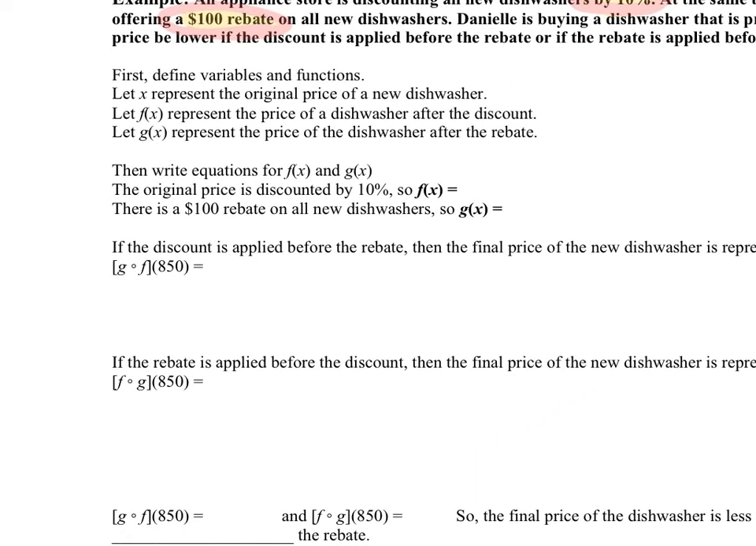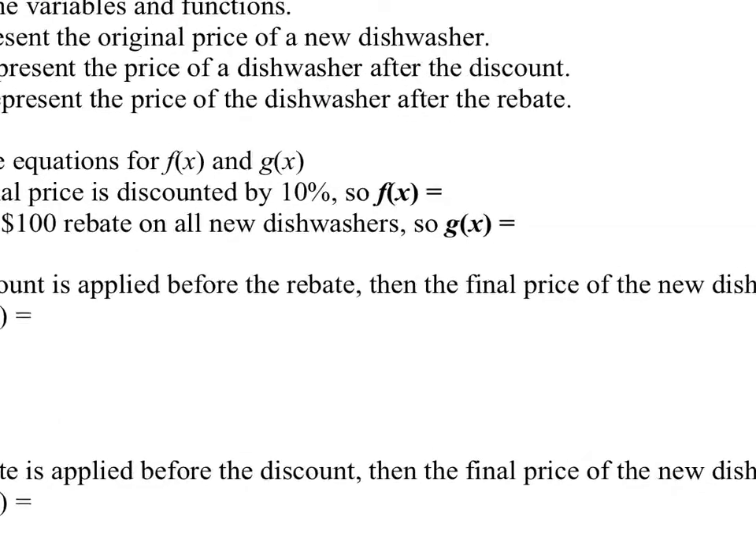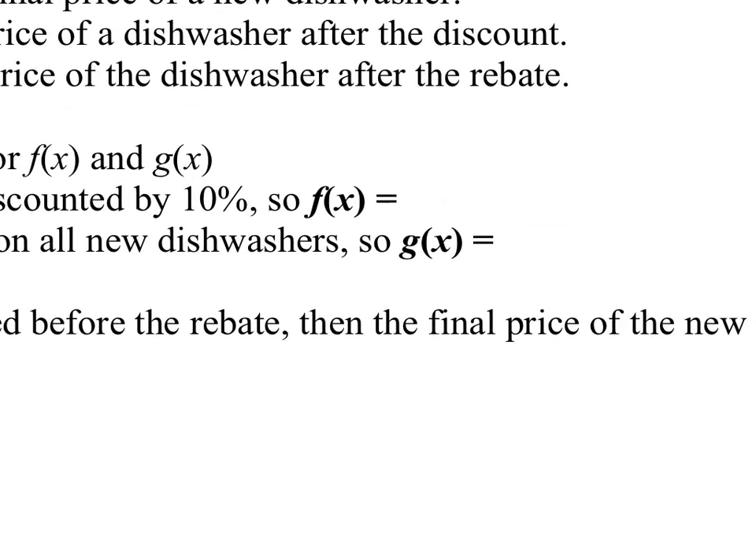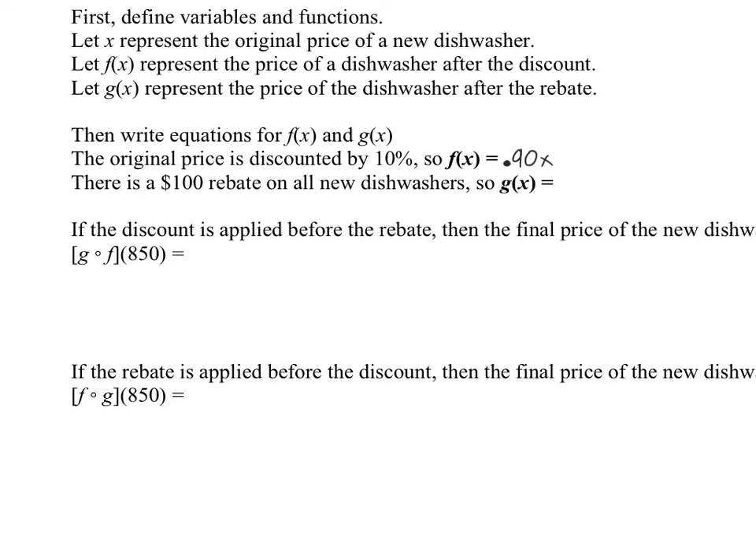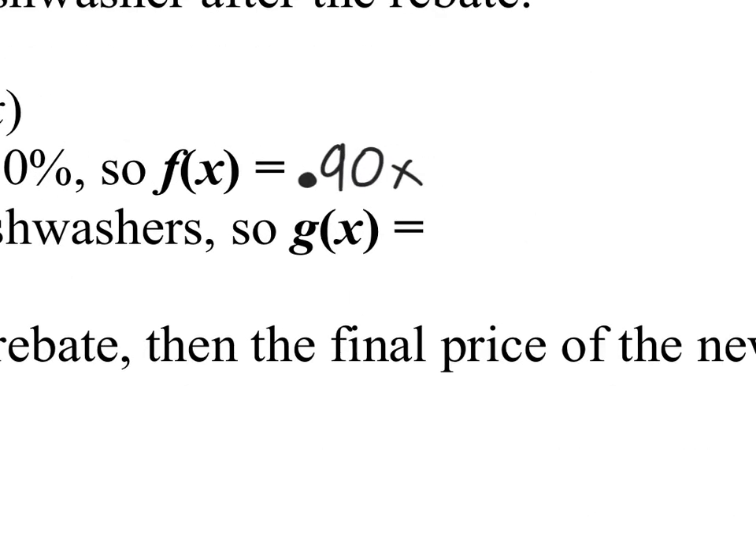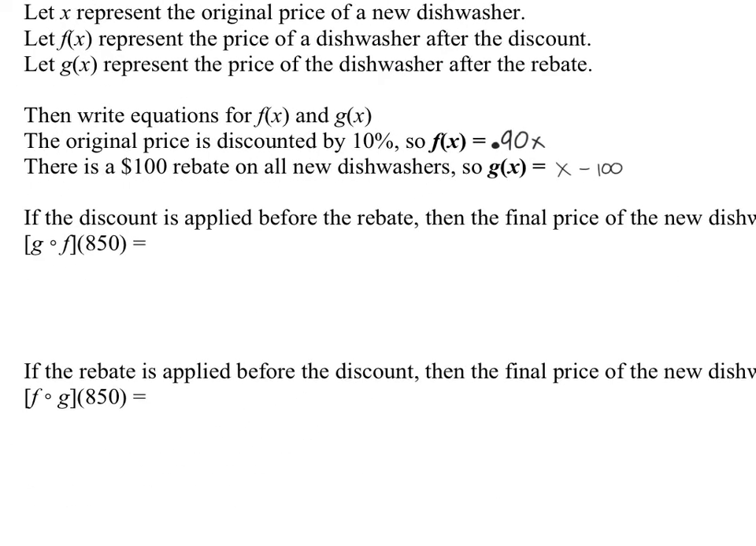So we need to set up some functions to do this. We're going to let f of x represent the price of the dishwasher after the discount. We're going to let g of x represent the price of the dishwasher after the rebate. So here's what this would look like. If the original price is discounted by 10%, that means we're only paying for 90% of the washer. So 0.90x represents the dishwasher where x is the price, 10% off. So we're only paying for 90% of it. If there's a $100 rebate on all new dishwashers, what it would look like is the price of the dishwasher minus the $100 rebate.